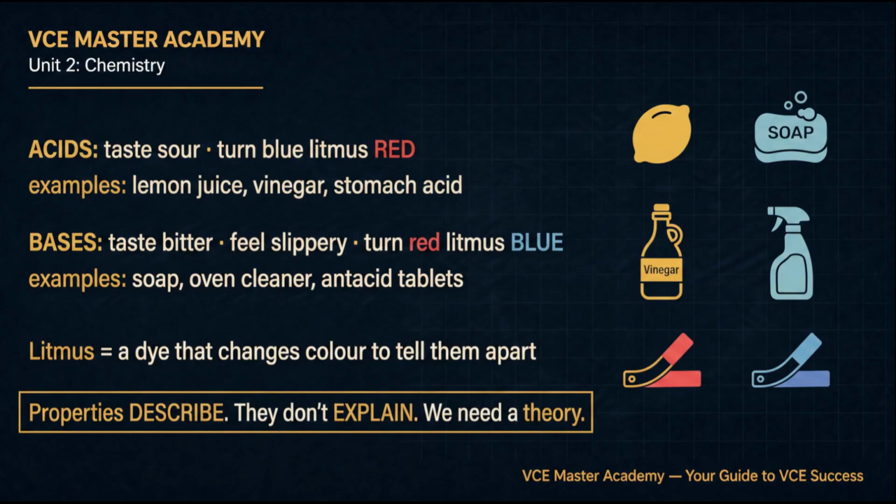Chemists use a dye called litmus to tell them apart. Litmus is just a color-changing indicator. Acids turn it red, bases turn it blue. Simple test, no tasting required, and please, never taste chemicals in a lab.